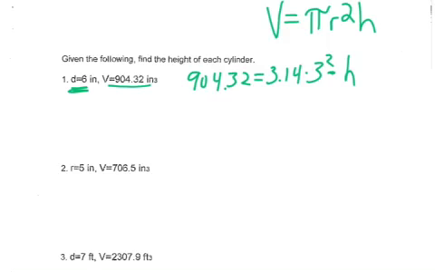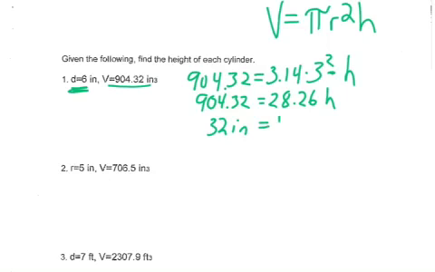So when you do that, ouch. So 904.32 equals 3.14 times 3 squared, you get 28.26 times h. Go ahead and do your division. Divide both sides by 28.26. You end up getting 32 inches is our height.